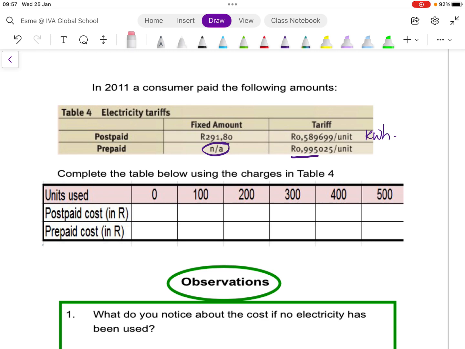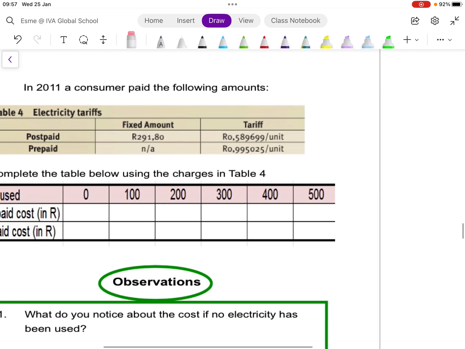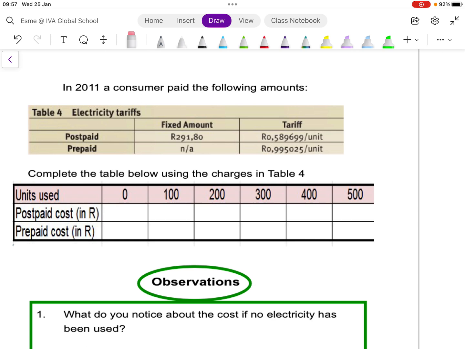So you will be given a table like this. You must be able to complete the table, you must be able to write the equation, and then you must be able to draw the graph. So the postpaid cost, we know there is a base fee. So if we have a base fee, our postpaid is going to have our base fee, which is 291.80. That is what I pay irrespective of using electricity or not.